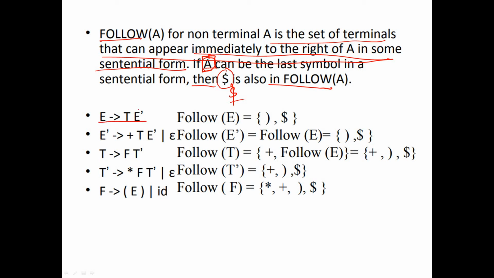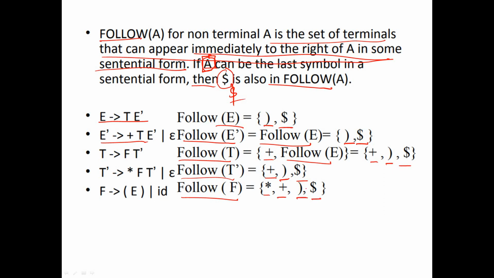If E goes to T E', then follow of E is nothing but the bracket close and dollar. For E', follow of E' will be follow of E, equal to bracket close and dollar. Again, follow of T equals plus, follow of E. Plus follow of E will come, and it will have the set plus, close bracket, dollar. Then follow of T' contains plus, close bracket, dollar. Follow of F contains star, plus, close bracket, dollar.